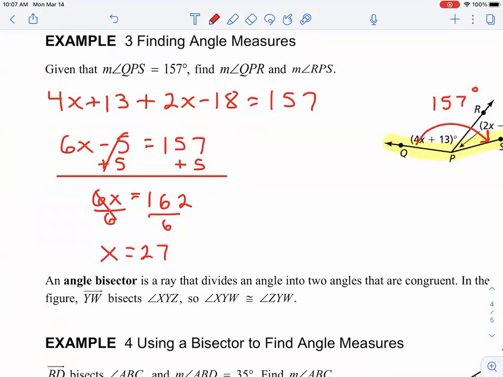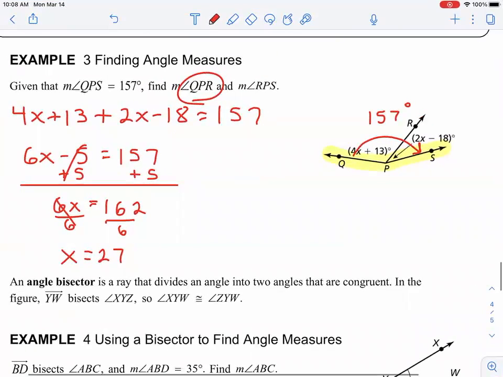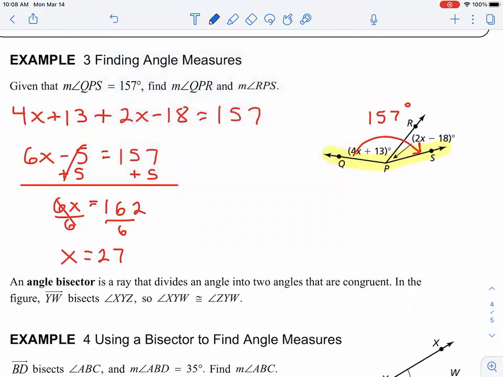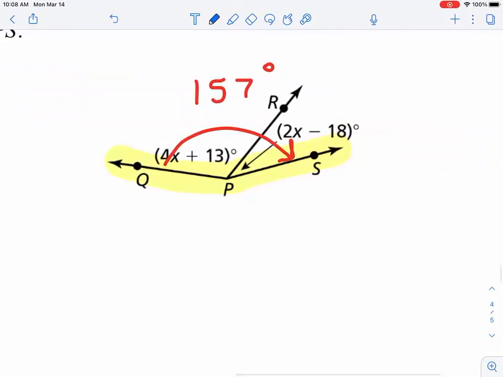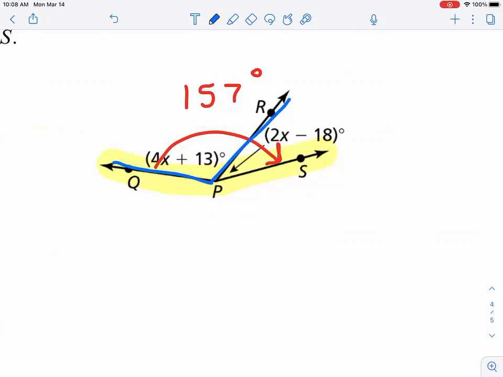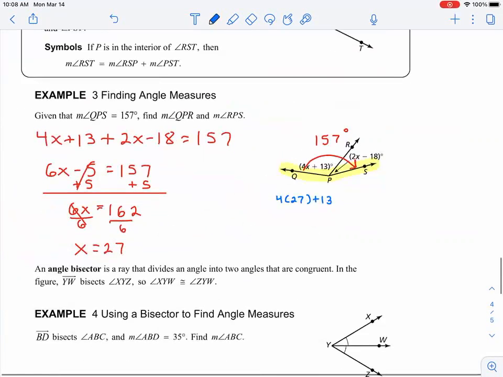Okay. Now, don't forget though, it didn't say find x necessarily. It said find angle QPR and angle RPS. So now I have to plug that 27 in here. So to find angle QPR, which is this angle here, that's 4x plus 13. So I'm going to do 4 times 27 plus 13. So I'm plugging that 27 in for x.